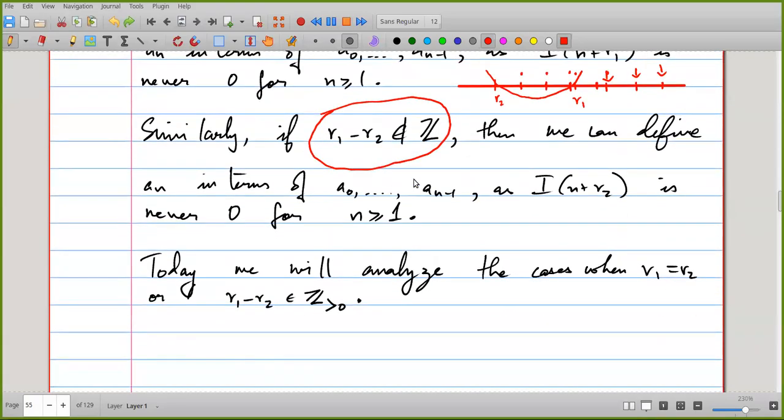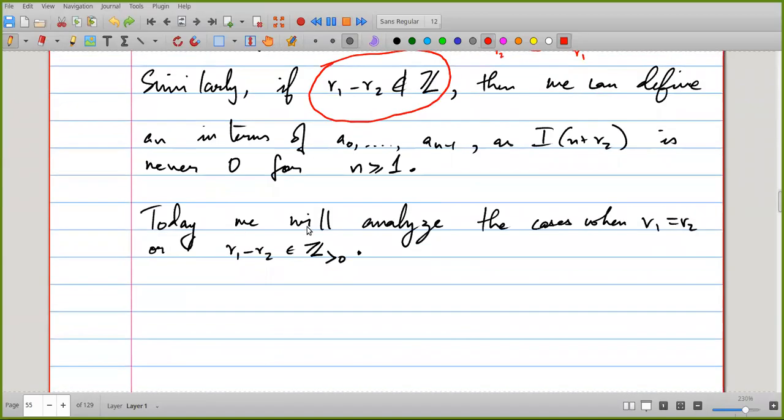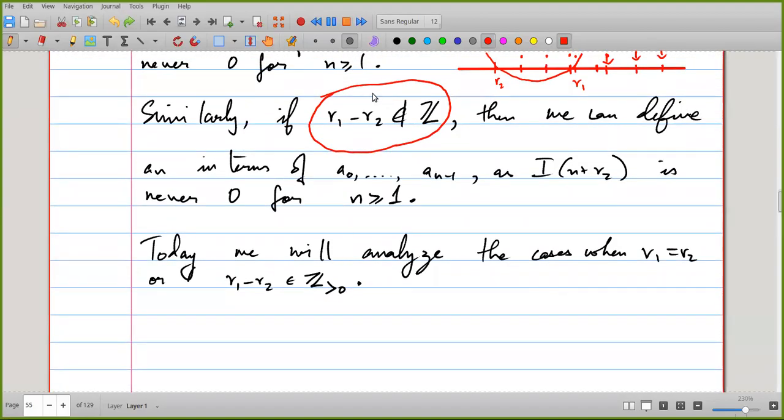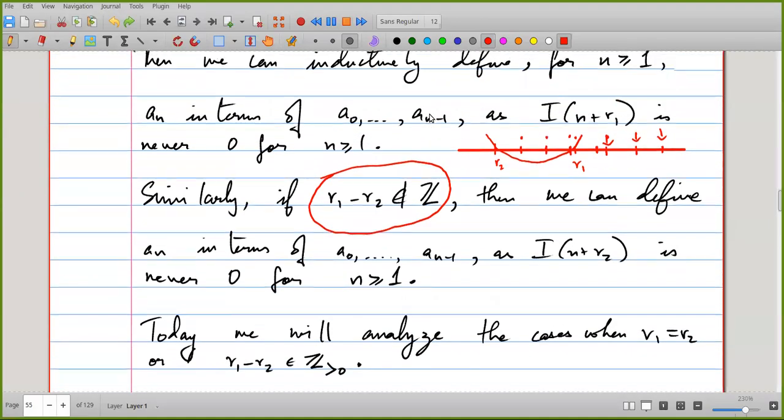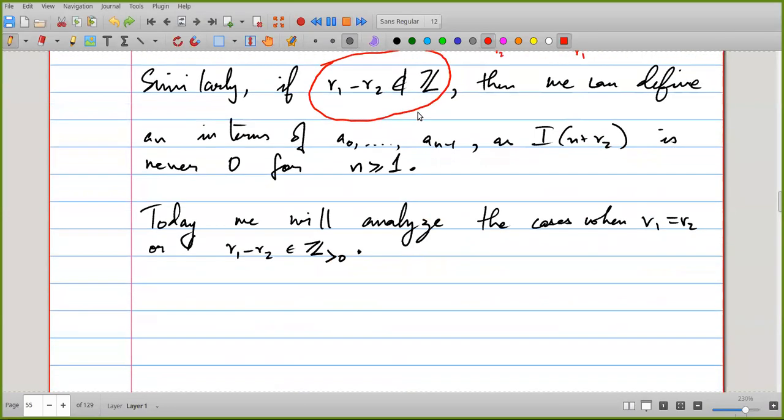So this was a really nice, interesting idea, and it worked. And it's quite amazing that it worked in many cases. So today we will analyze the remaining cases. That is when r1 is equal to r2 and when r1 minus r2 is a positive integer. So r1 minus r2 is always going to be greater than or equal to 0 because we have taken r1 greater than or equal to r2. So we will do the two cases separately: the case when r1 is equal to r2, that is when r1 minus r2 is 0, and the other case when it is a positive integer.